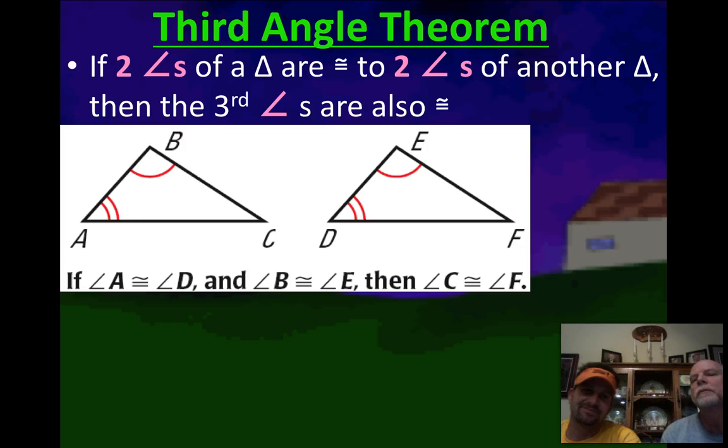Let's throw in some numbers here. The top one has a single hash mark on it. Let's say that's 100 degrees, both of them, because they're congruent. Angle A and angle D, they are congruent to each other. Let's say that's a 50-degree angle.